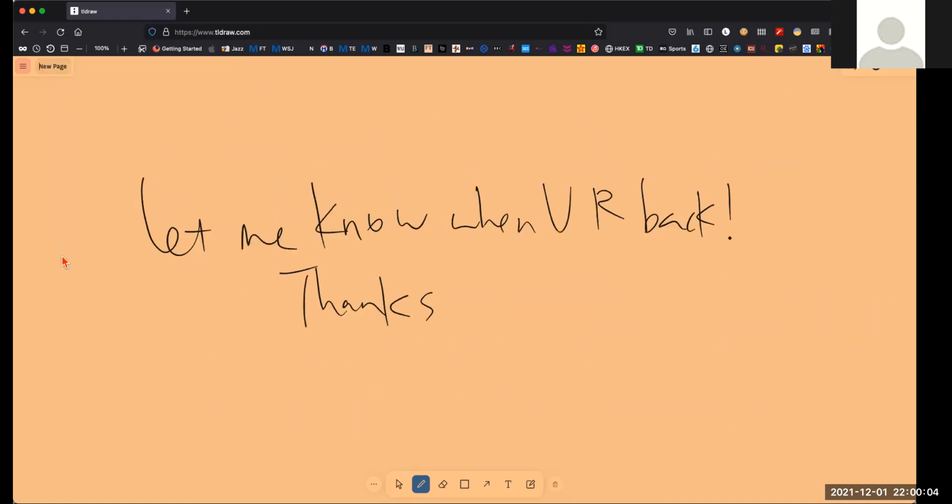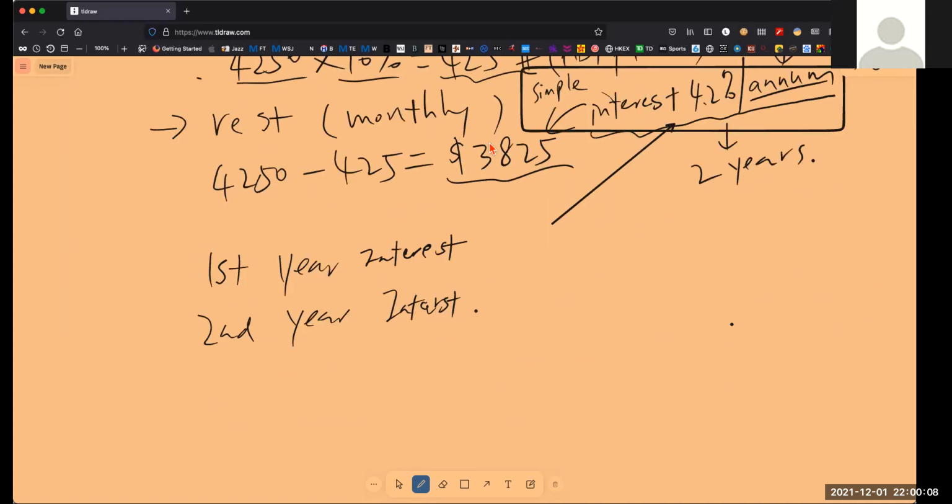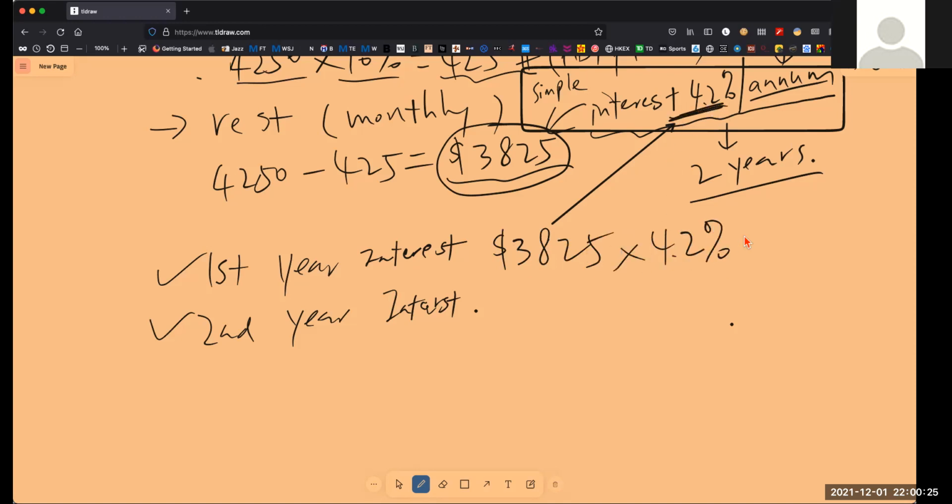The question is actually simple interest. Over here we have 3825, and then we need to do simple interest for 2 years. So I have written down first year interest, second year interest. You start with 3825, and the interest rate is 4.2%. Can you help me out? What's the answer for the first year interest?